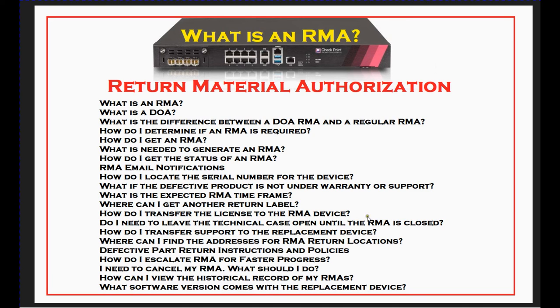Next, if the RMA is created as a DOA, then a new expedited replacement part will be shipped from the manufacturing facility within 2 business days. The shipment time basically depends on the location.